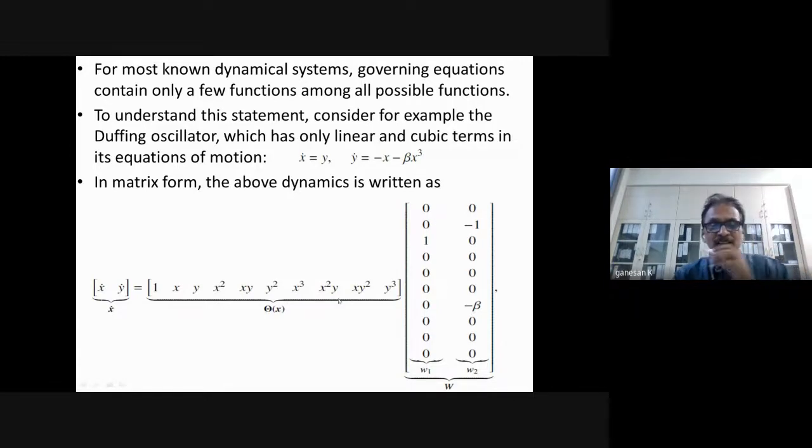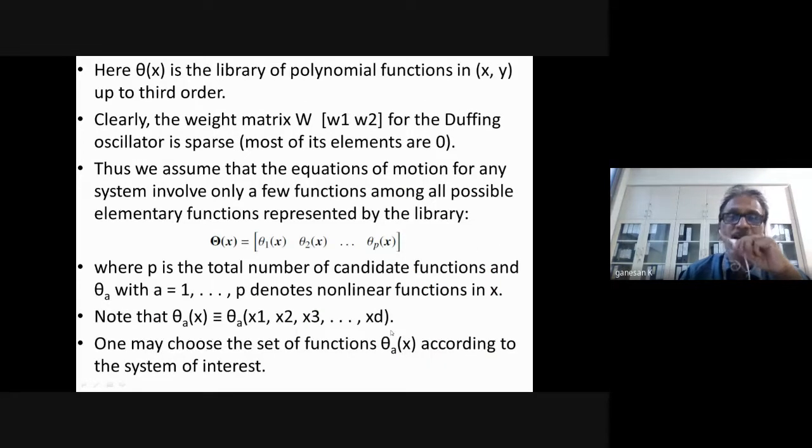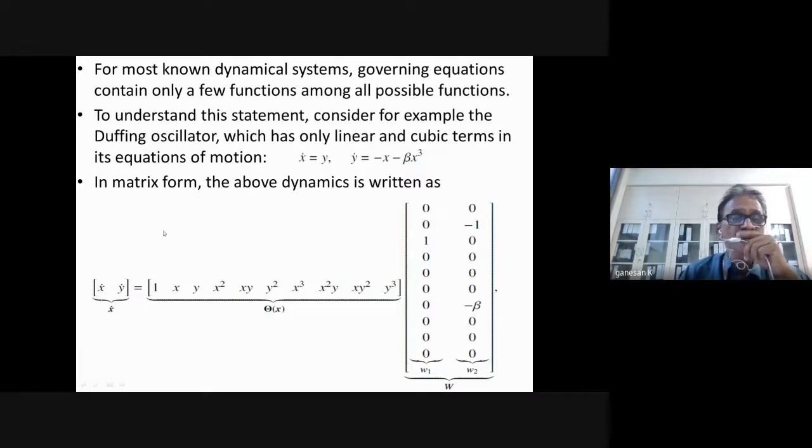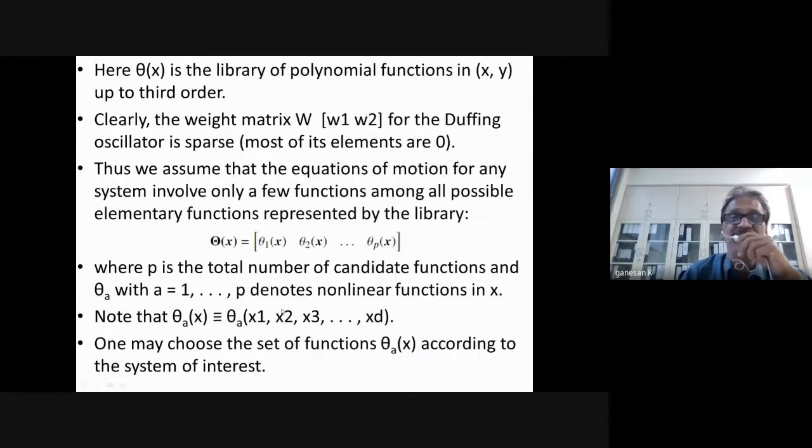In other words, it's a simple matrix. When you multiply this matrix form, I'm going to get this equation. Or in other words, I have represented my equation of motion in terms of the matrix. So in this particular case, this is my weight matrix. Now, theta x is the library of polynomial functions, and I have two variables here, and my weight matrix can be, because these are my two inputs, right? The input is to be connected with your output. Only two equations are there.